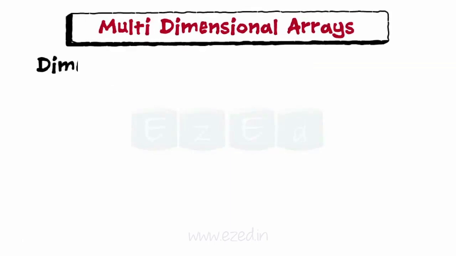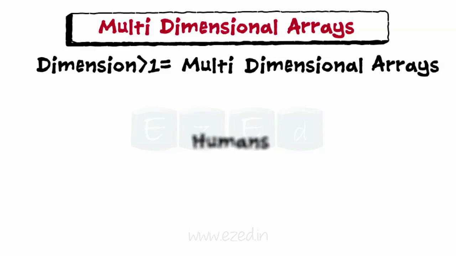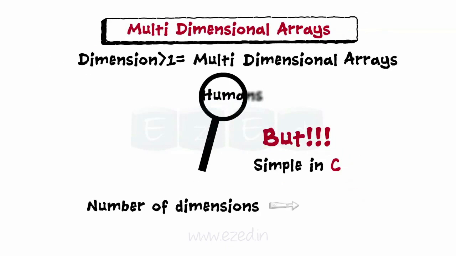Lastly, we study multidimensional arrays. Arrays with more than one dimension are termed multidimensional arrays. Though it is difficult for humans to visualize them, it is simple to represent them in C. The limit on the number of dimensions is determined by the compiler.